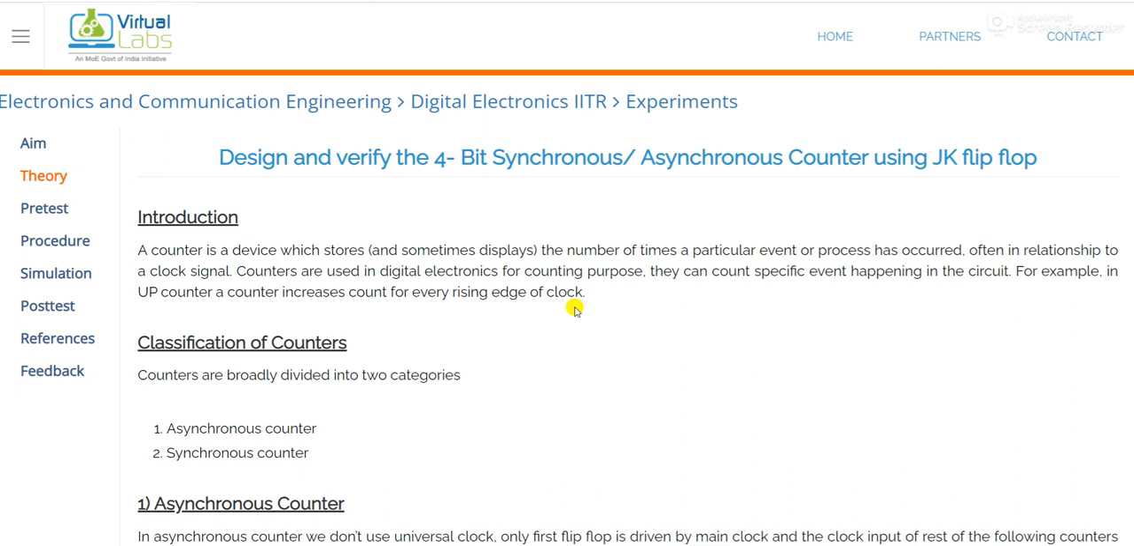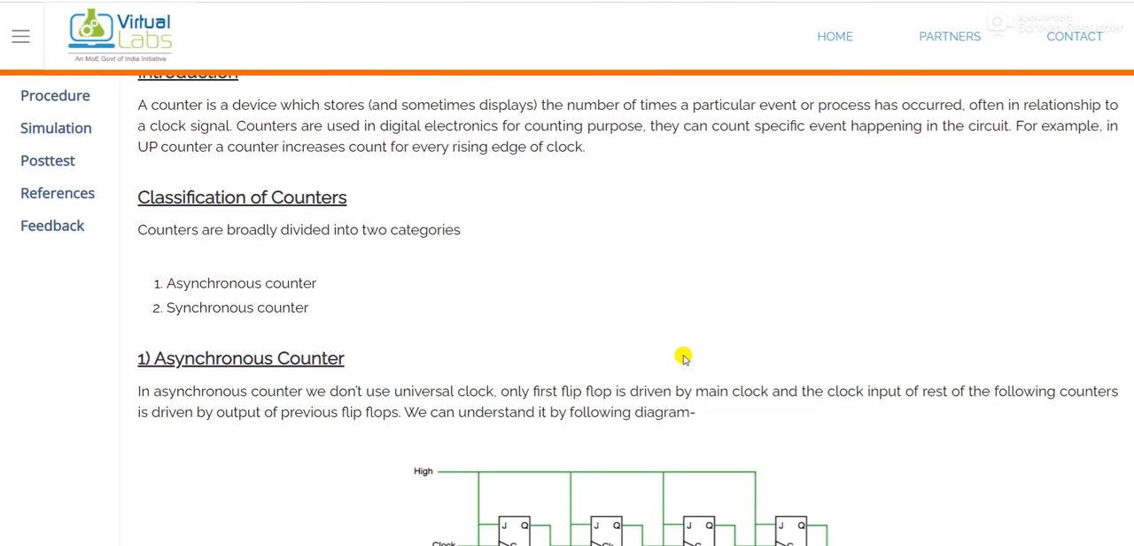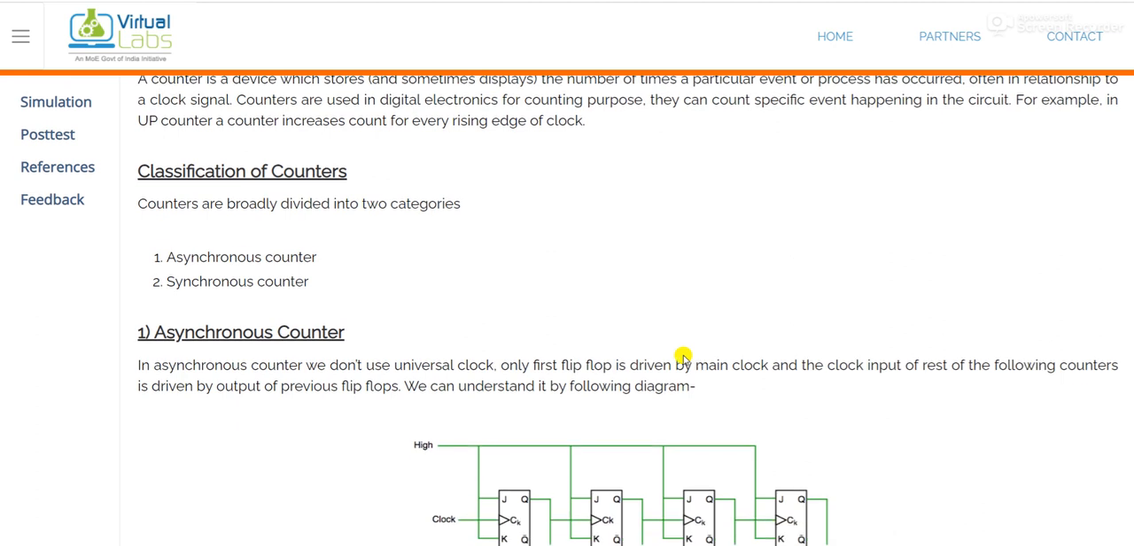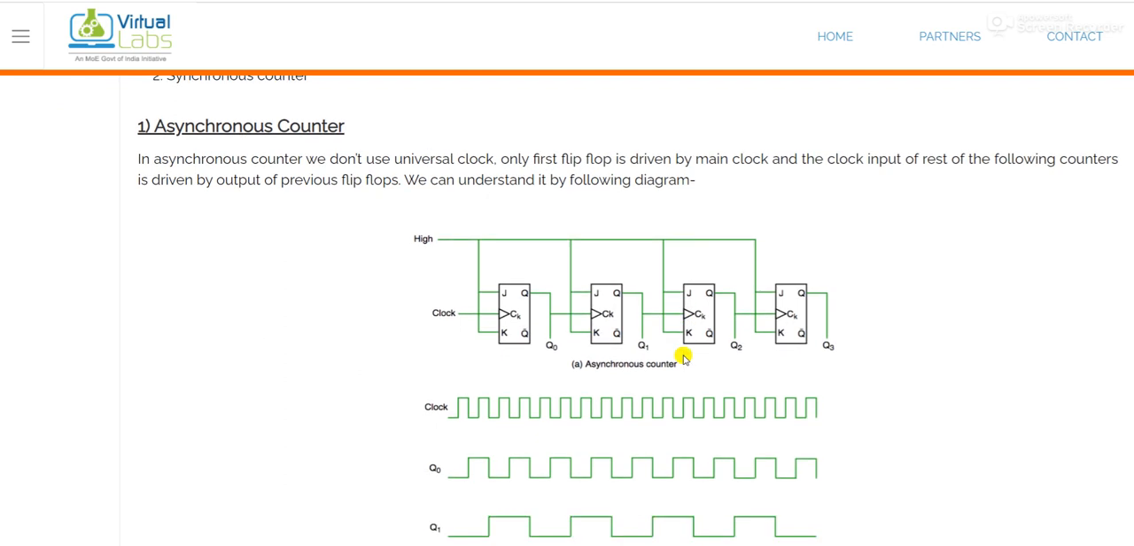Okay, so there are again two categories in asynchronous counter and synchronous counter, that is synchronous up counter, synchronous down counter, asynchronous up counter and asynchronous down counter. So here we are implementing asynchronous and synchronous up counters. Okay, now we have already covered the main difference between asynchronous and synchronous circuits. So here we are implementing a 4-bit asynchronous up counter. Okay, and we are implementing it with the help of JK flip-flop.